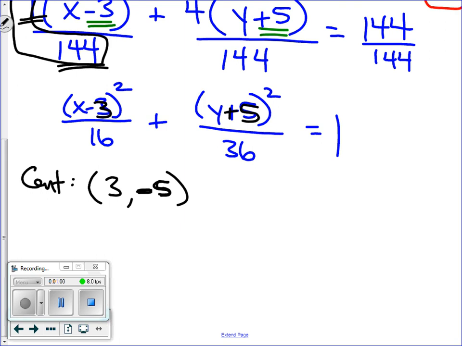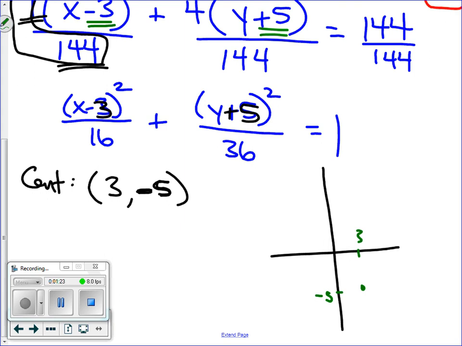Okay? So as we go through this, we'll put the markings over here. 3, -5, let's say 3, -5. Let's put that right there. Okay? It's not going to be perfect. So we're saying this is -5, and we're saying this is 3.